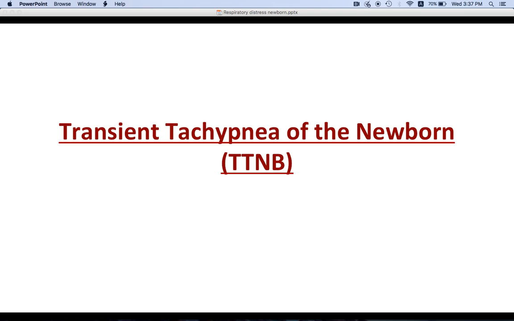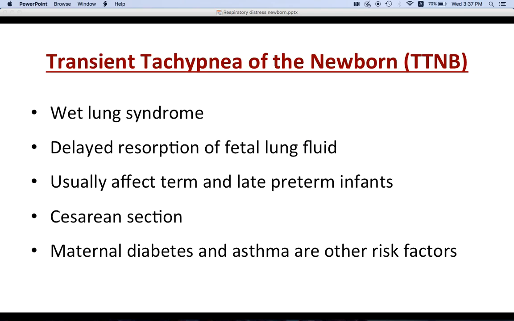The final condition which we are going to discuss in today's session is TTNB, or transient tachypnea of newborn. This is also known as wet lung syndrome and results because of delayed resorption of fetal lung fluid. The condition usually affects term or late preterm babies and is more commonly seen in infants delivered by cesarean section or precipitous labor.